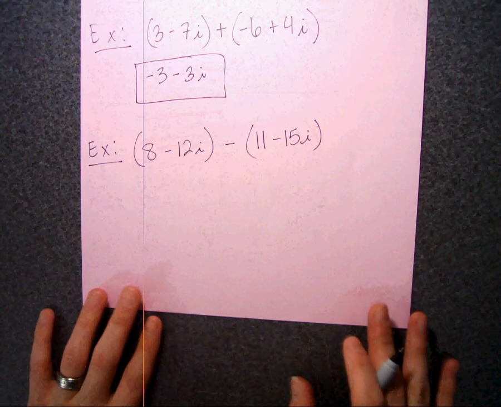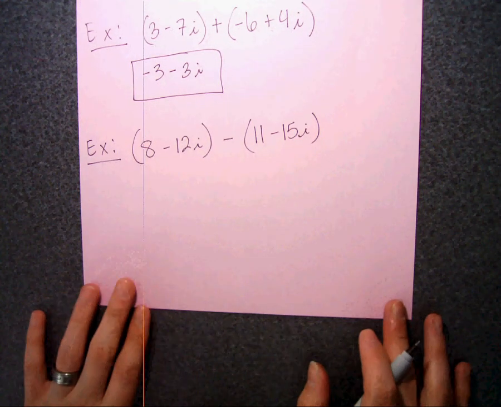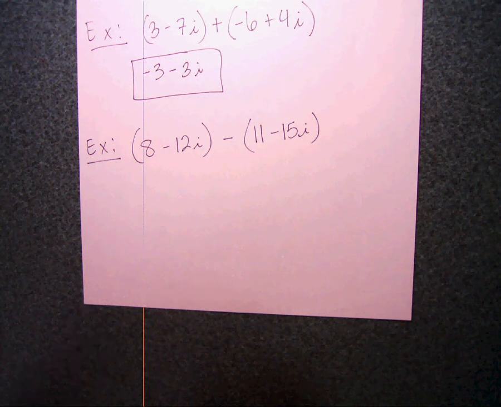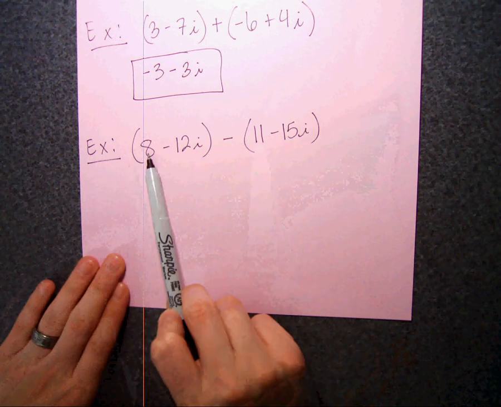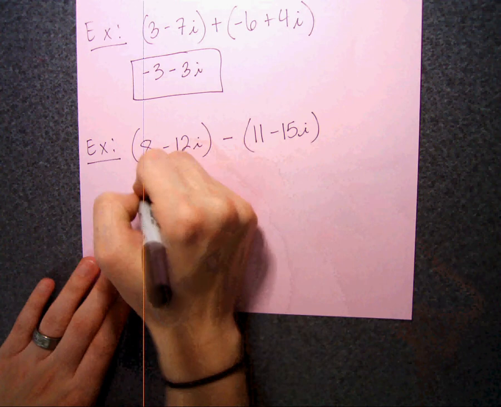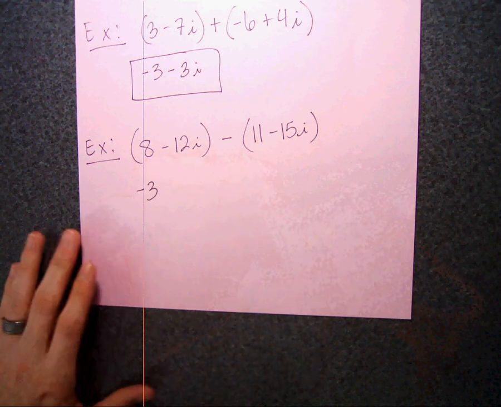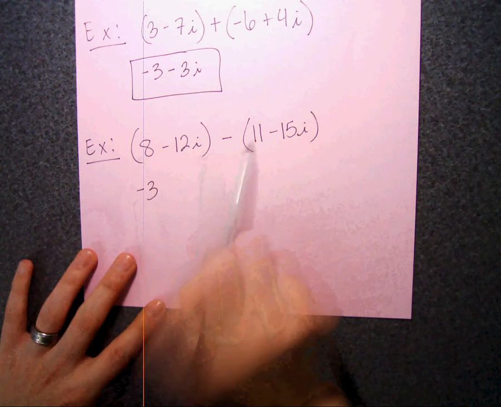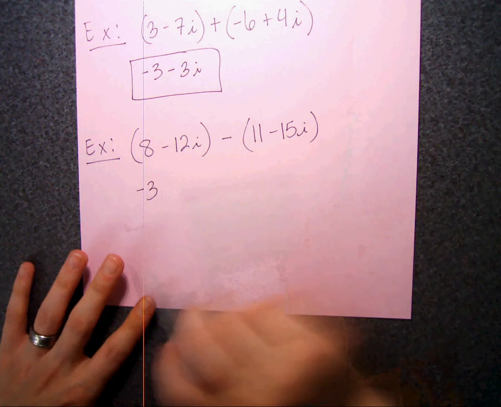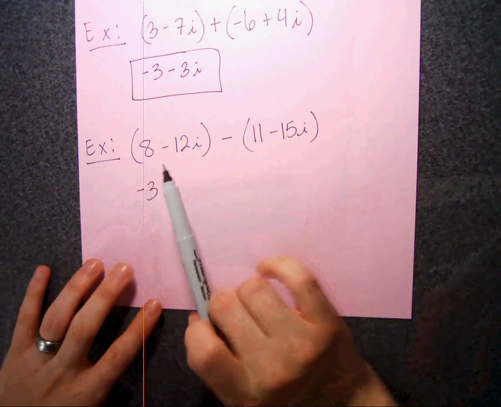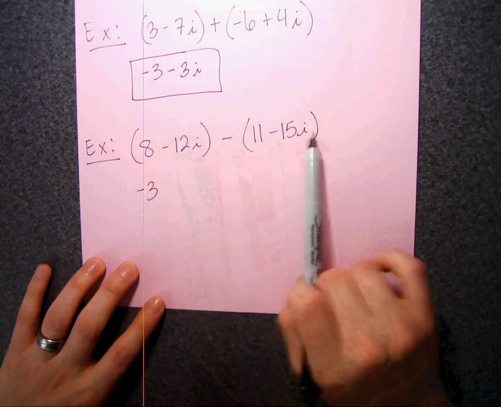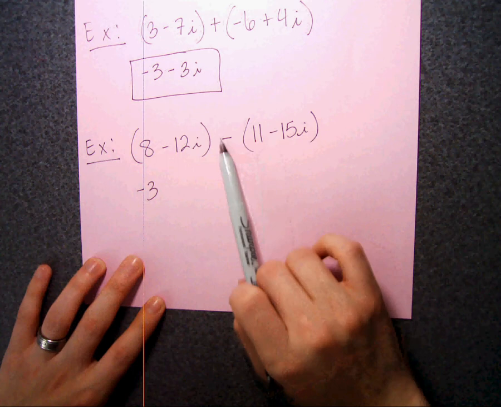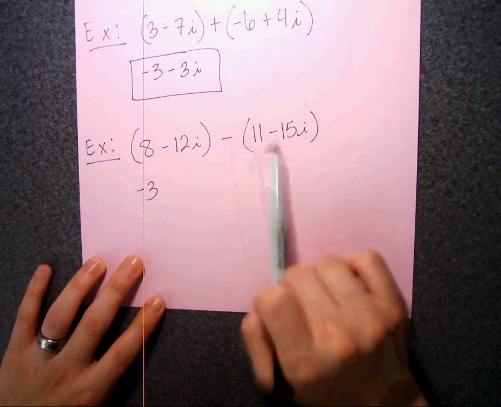So my real numbers, I have 8 and 11. So 8 minus 11, totally coincidental that that came out to be negative 3 again. It won't always be. But 8 minus 11 is a negative 3. And then my imaginary parts, I have a whole bunch of minus signs, so keep them straight. Negative 12i minus negative 15i. These two subtraction or negative symbols combine together to make a positive. So negative 12i plus 15i gives me positive 3i.